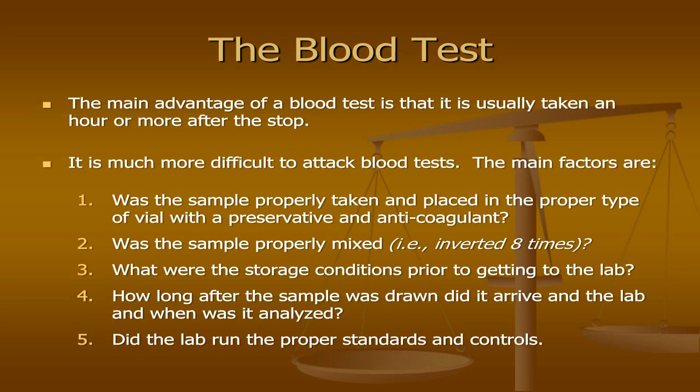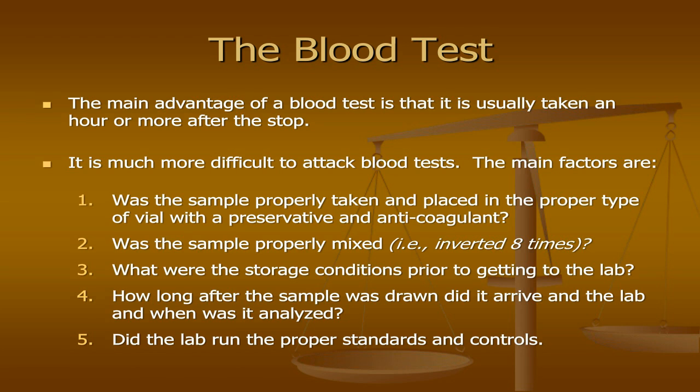With respect to the blood, however, the key issues are, was the sample properly taken and placed in the proper type of vial with a preservative and anticoagulant? Was the sample mixed? This is required under Title 17, and mixed means the sample is inverted 8 times, simply meaning that the vial is turned upside down and right side up. That's a single inversion. You want to make sure everything is completely mixed. This does become an issue at DMV, maybe an issue at court periodically.